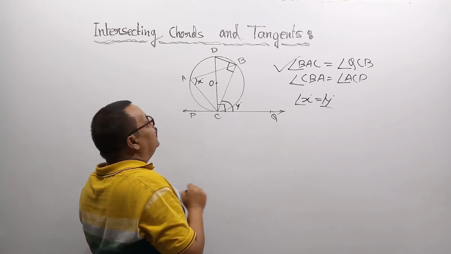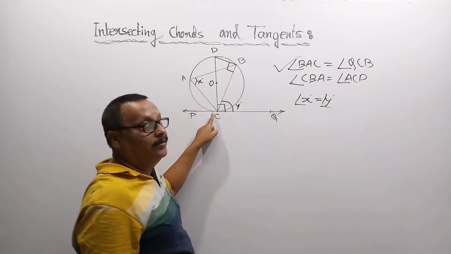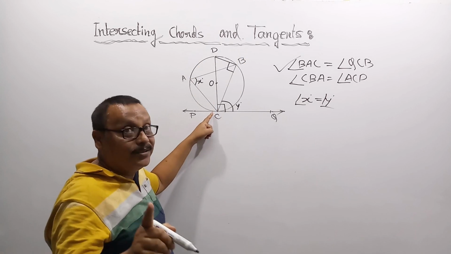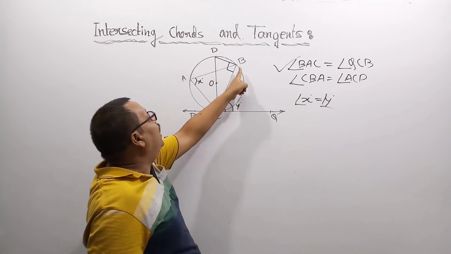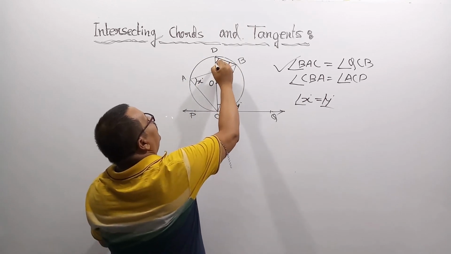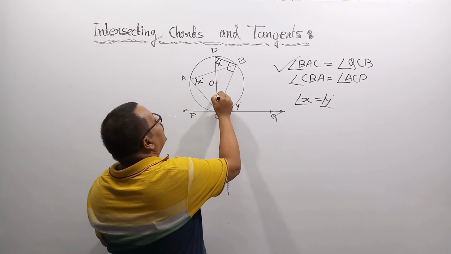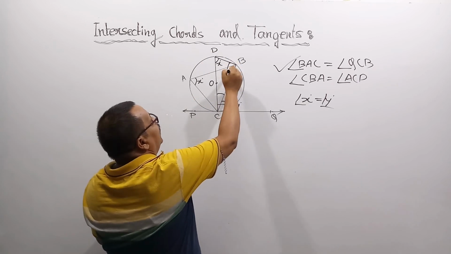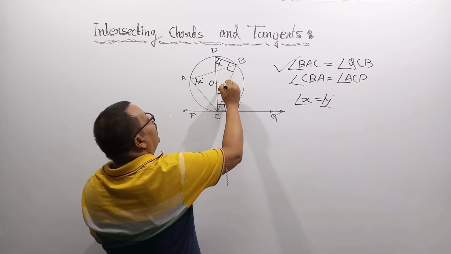Now, one more thing here. The angle CAB equals to what? CDB. Because of what? Both angles subtended upon the circumference on the same arc CB. Clear? So if this angle will be x, so of course this angle also will be x. Clear? Now what will be the value of this angle? Since in the triangle DBC, B angle is right angle, this angle is x, of course this angle will be 90 minus x.